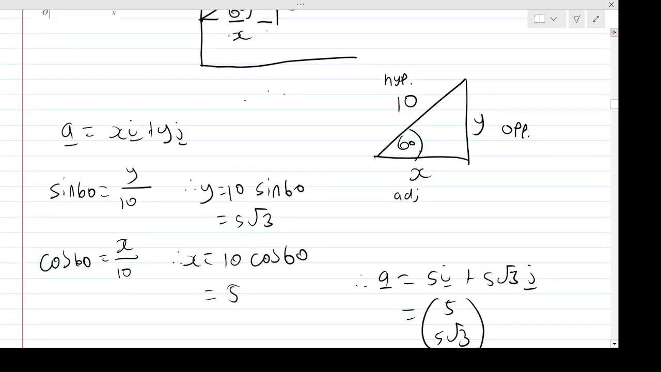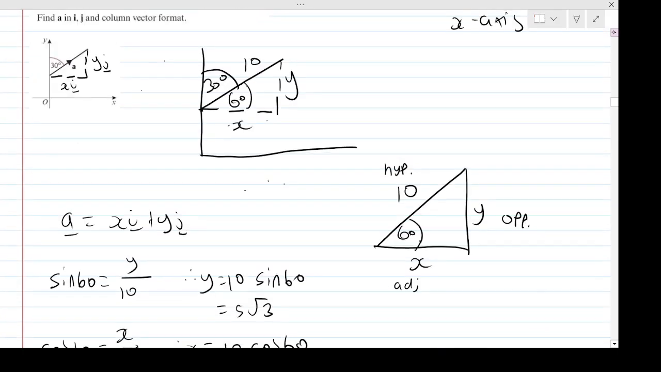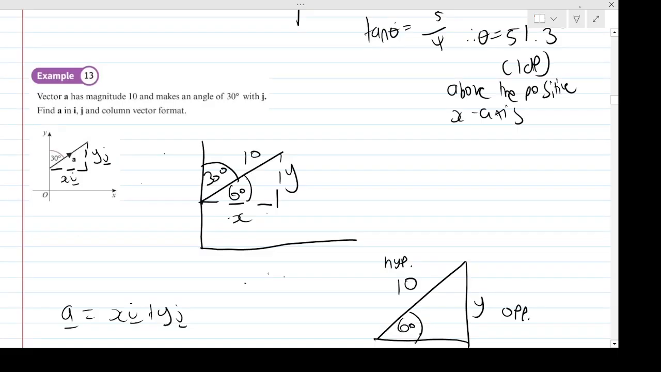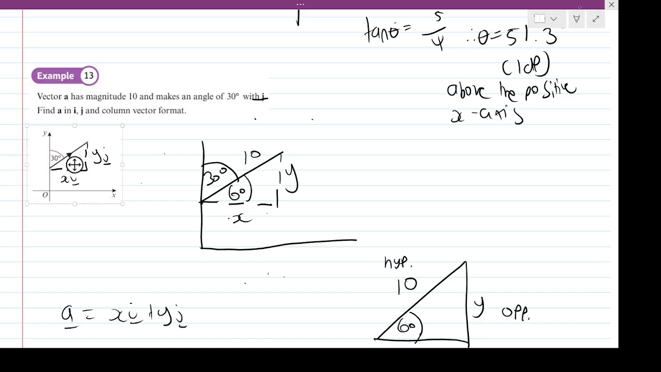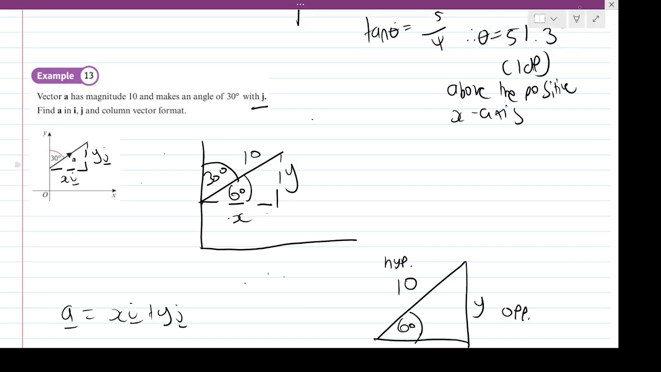Cool. I just want to briefly touch on this because I think it might confuse a bit of people. Specifically, this part of the question here. It's talking about making an angle of 30 with j. Now, this is a bit weird. It didn't say 30 degrees with the y-axis. It said 30 degrees with j, the vector j. That effectively does mean the same thing. It's because remember, j is the y-axis, right? Remember, j represents the y part.